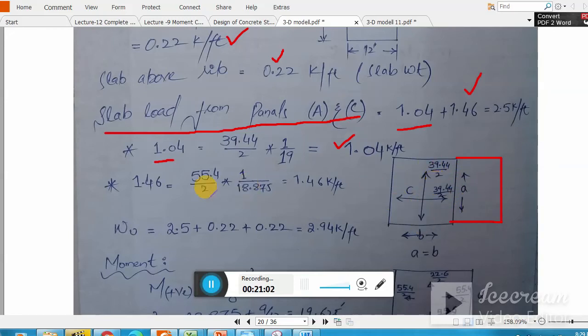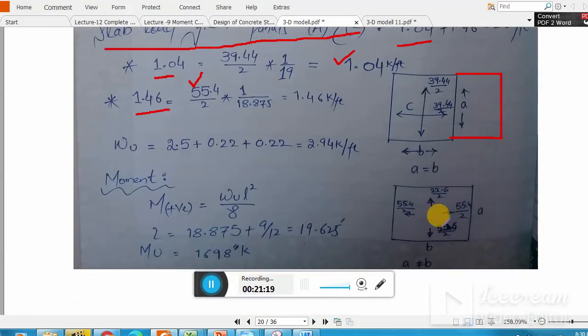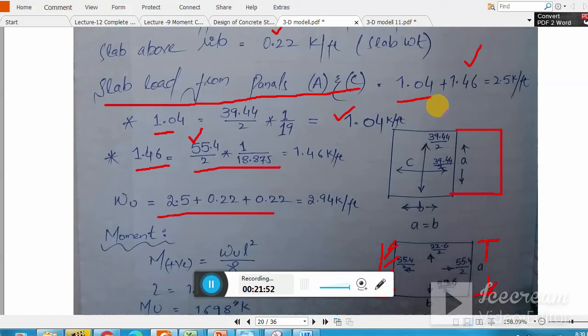And similarly 1.46 is explained, that is 55.4 divided by 2 cross 1 over 18. I explained this 55.4 in the beginning of lecture 6, I think. So here you see 55.4 which is transmitting in two directions, and similarly 22.6 in the shorter direction, remember. And I have to divide this by the lateral side, because there we have a beam. So if the beam is here, this load is coming and I have to use this A length, LA, and LA is 18.87, clear. So that's why I got 1.46. I add up all the loading: this one 2.5, which is the beam rib weight, and this is the slab weight over the beam, that is 2.94, so a little bit greater value.